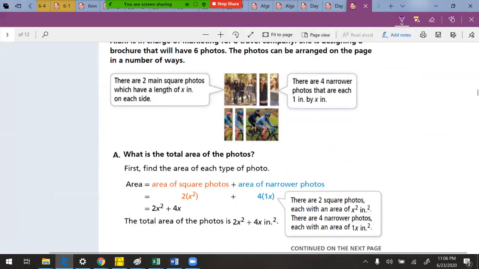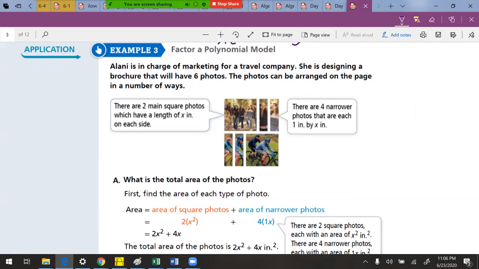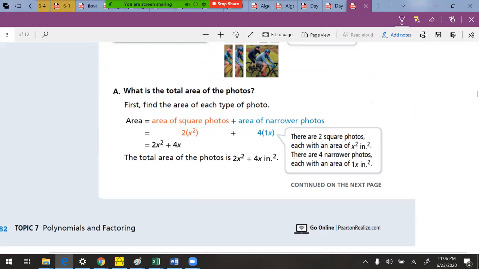That covers that there. Okay, here we go. Alani is in charge of marketing for a travel company. She is designing a brochure that will have 6 photos. The photos can be arranged on the page a number of ways. There are 2 main squares, which have a side length of x inches on each side, and there's 4 narrow ones, 1 by x inch, okay? So what is the total area of the photos?